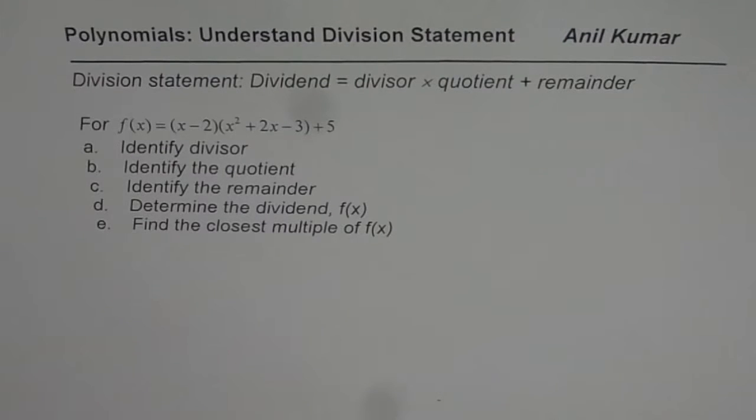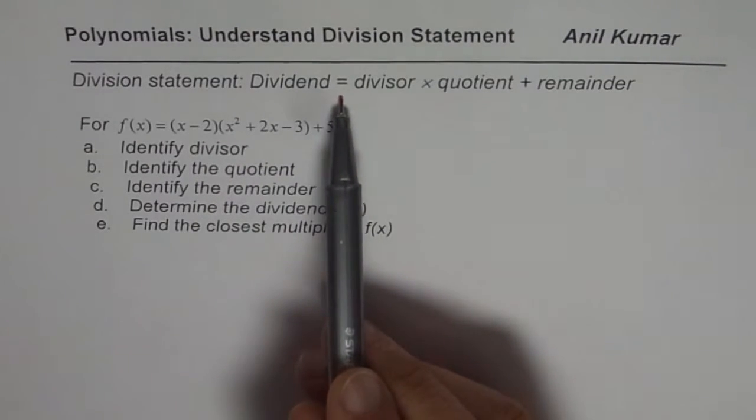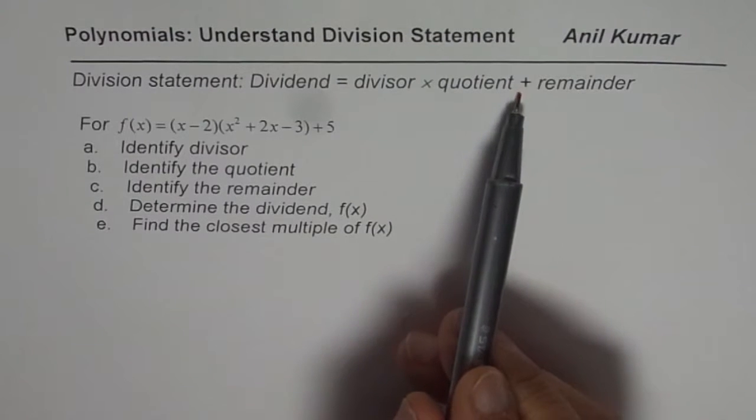I'm Anil Kumar, and in this video we will understand the division statement. The division statement is: dividend equals divisor times quotient plus remainder, right?